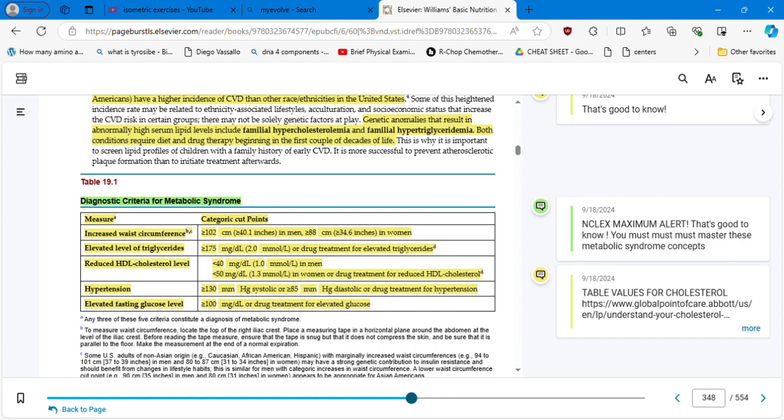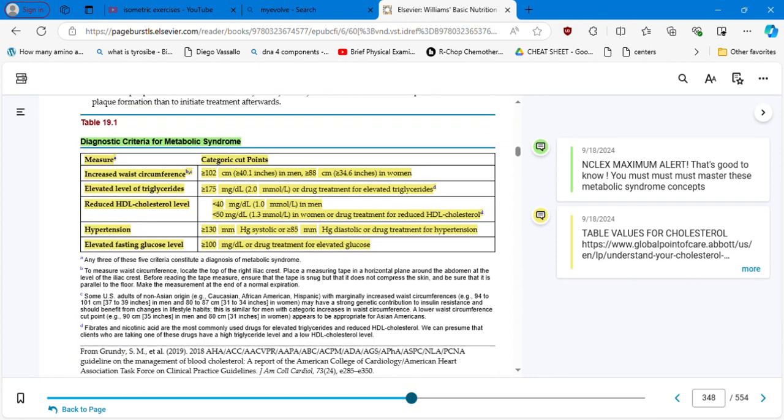So now, diagnostic criteria for metabolic syndrome, that's NCLEX Maximum Alert. I've seen at least 4 questions about metabolic syndrome in my exam. Okay, 4 questions. You need to master this, and you need to know exactly the 5 criteria for metabolic syndrome. Criteria number 1, increased waist circumference, which means distended abdomen. There are specific numbers there that you need to remember.